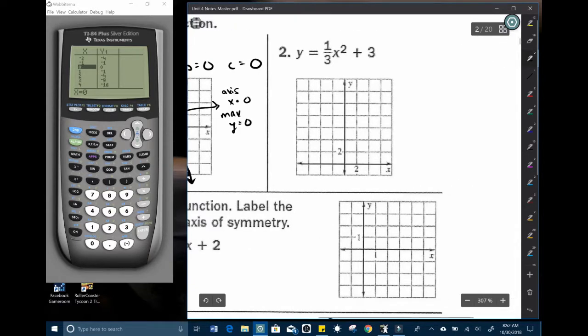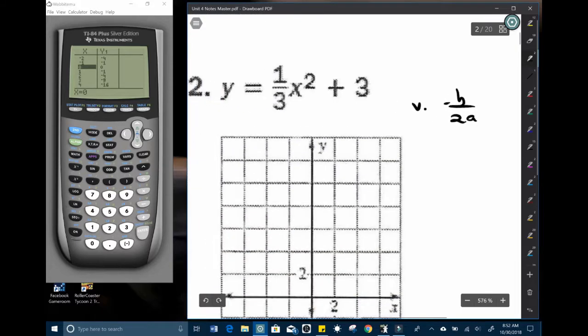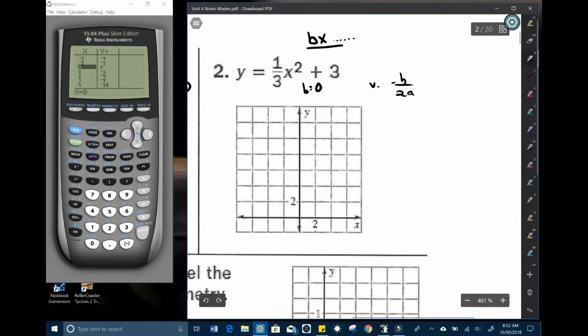So, vertex, negative b over 2a. Again, b, now here's the key thing. B always goes with the x value. There is no x value. Therefore, b is equal to 0. Okay, so again, we're going to have 0 over 2 times a third, which is really 0. Okay, so the x-coordinate is 0.